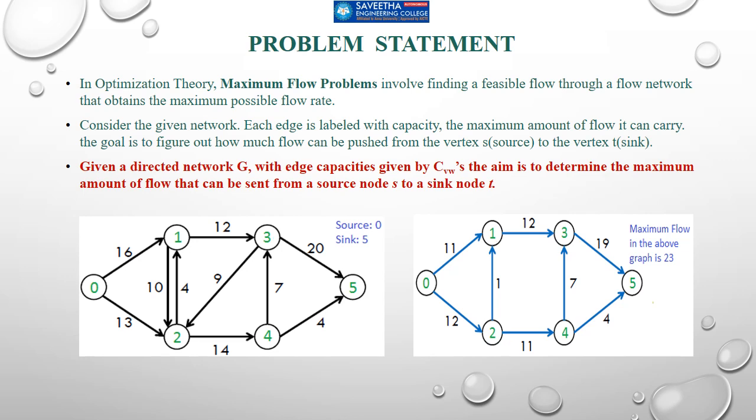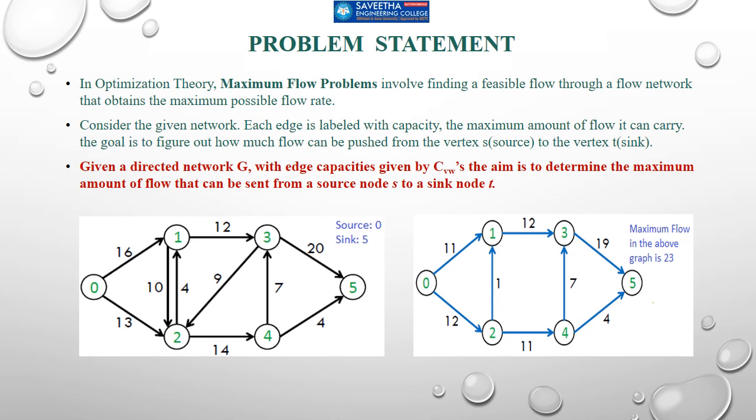Under optimization theory, we have many optimization problems and one of them is the maximum flow problem, which involves finding a feasible flow through a flow network that obtains the maximum possible flow rate. So what does this mean? Consider the given network. In this network, each edge is labeled with a capacity, which is the maximum amount of flow this particular edge can carry. So 12 will be the maximum capacity between nodes 1 and 3.